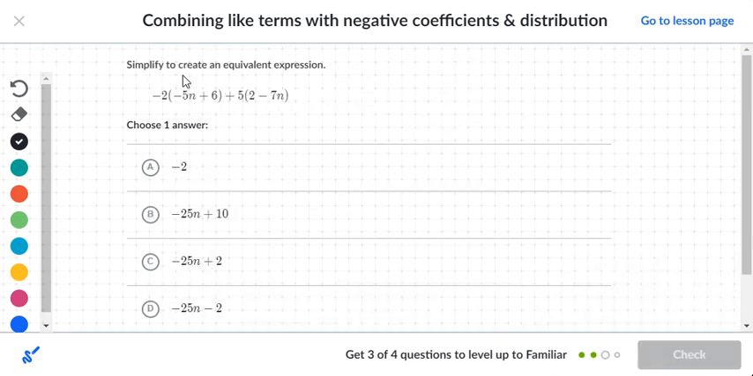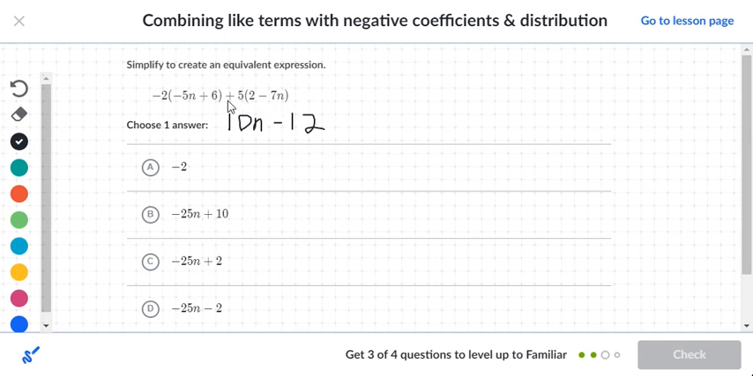Okay, next one. We want to simplify to create an equivalent expression. So here we have two parentheses with outside numbers. We're going to multiply by negative 2. When you multiply by a negative, it's going to make all the numbers opposite. So this negative 5 should turn into a positive, this term will be positive, and this term will actually turn into a negative. So this does turn into a positive 10n. And then this positive 6 turns into a negative, so that turns into a negative 12.